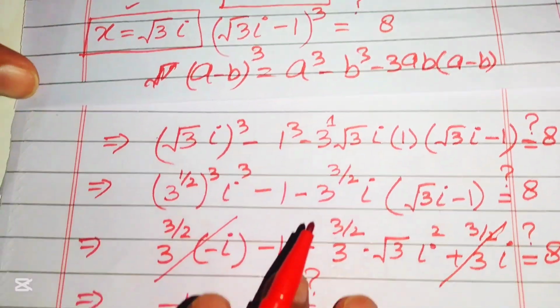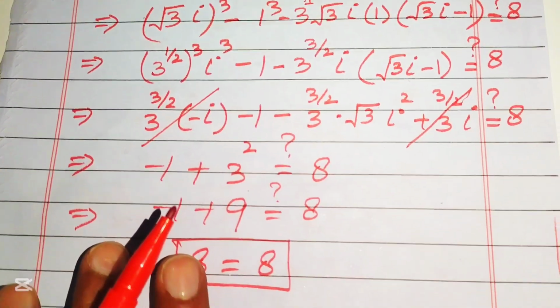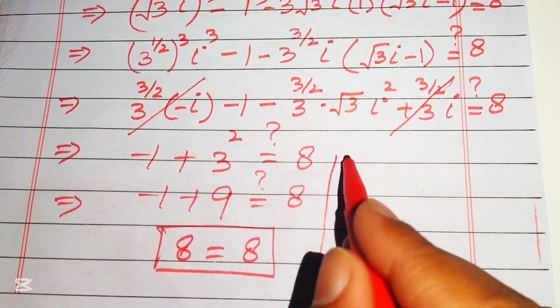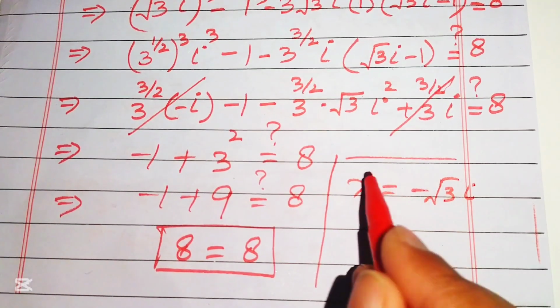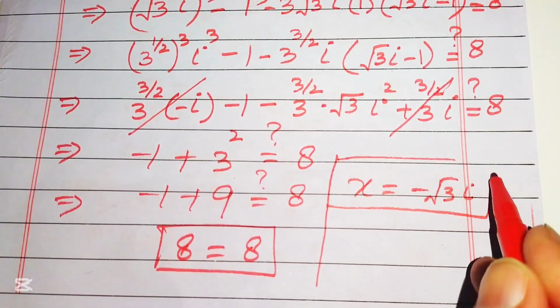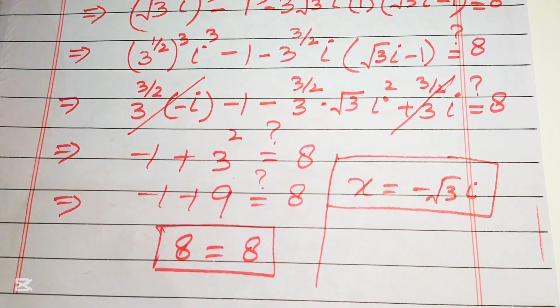Similarly, I leave the checking of the third solution, which is the negative complex value, for you to verify by yourself.